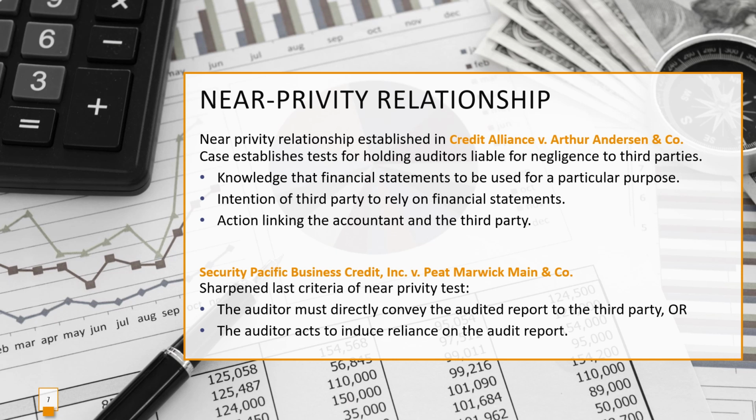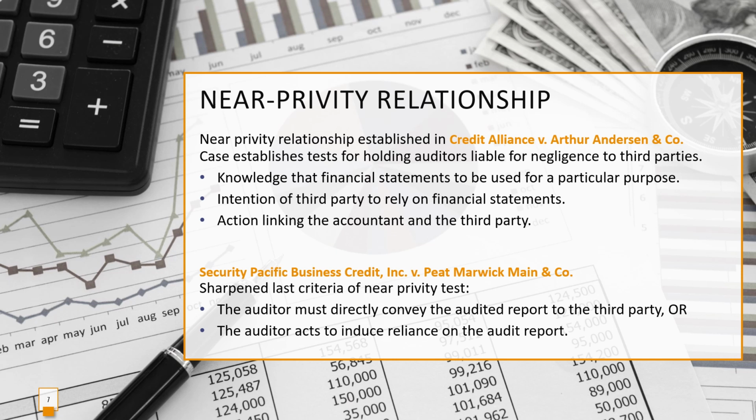In the case of Credit Alliance versus Arthur Andersen and Company, Credit Alliance was the principal lender to the client and demonstrated that Andersen had known that it would rely on the client's financial statements prior to extending credit. And it's not that straightforward, though.